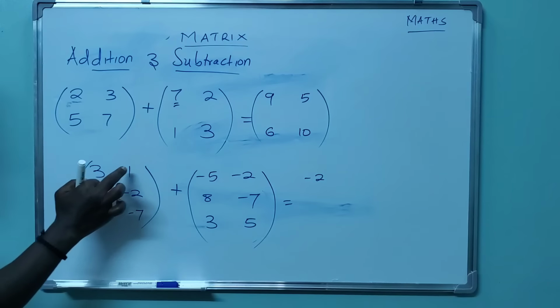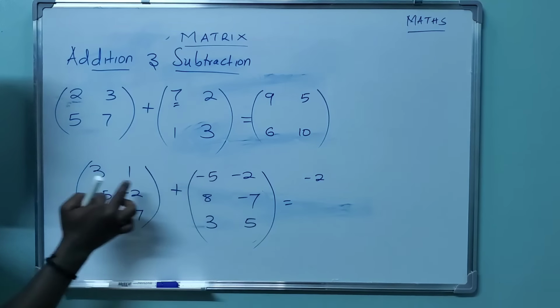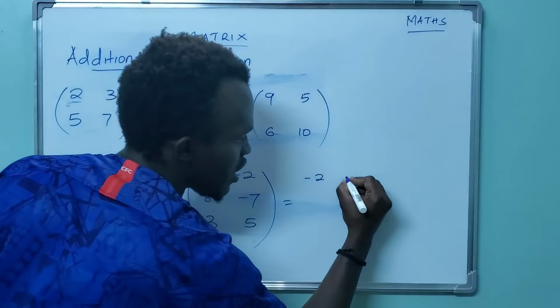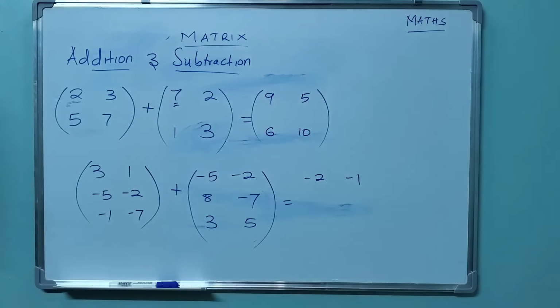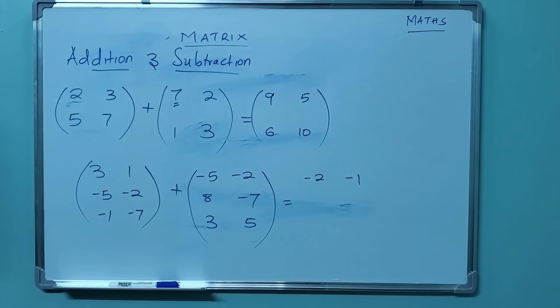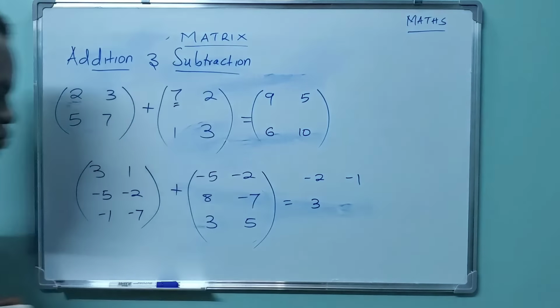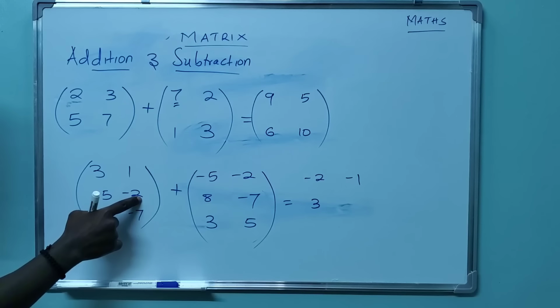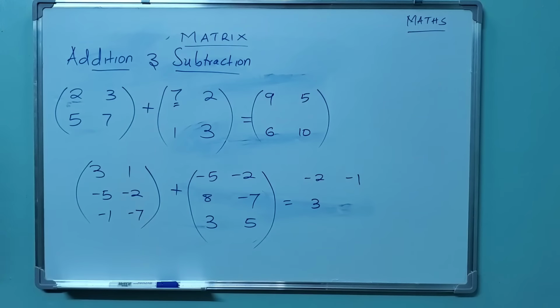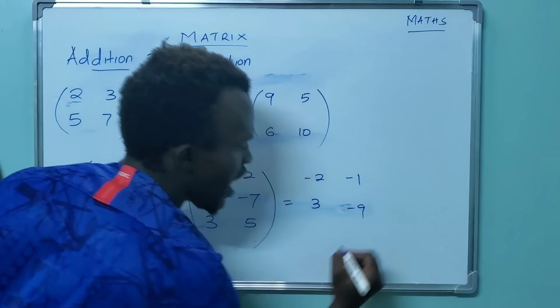Then again, I'll come to 1 and negative 2. 1 added to negative 2, that is going to be negative 1. I'll write my negative 1 there. Then again, negative 5 added to 8, that is going to be 3. We are going to have there 3. Then I'm going to have here negative 2 plus negative 7. That is going to be a negative, so negative 2 and negative 7 is going to be negative 9.